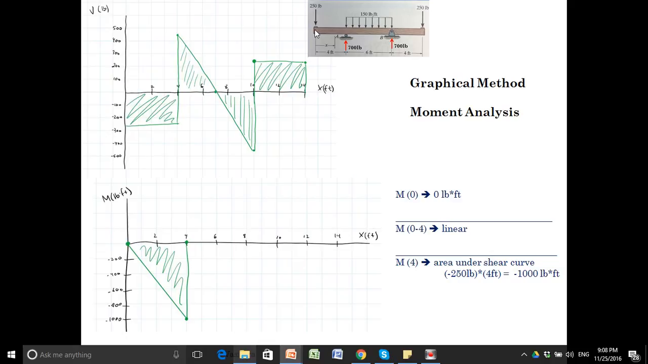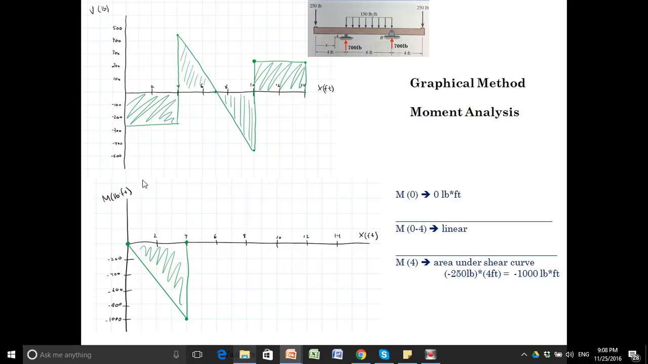Starting at 0, there is no moment being applied because this is a beam with a roller and a pin. If there was a wall here, then we would have some moment, but there's no wall, it's just free floating. So our moment is 0. Now we need to find our end point.